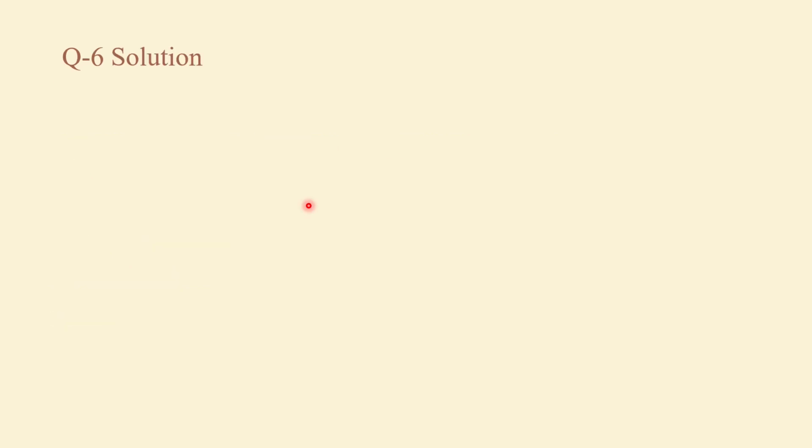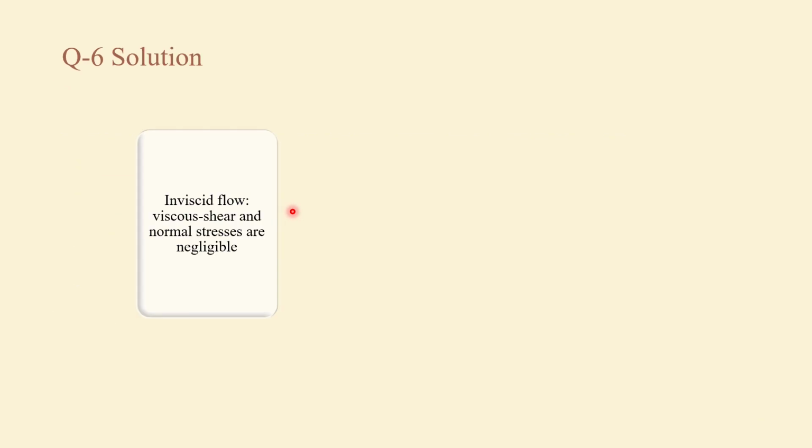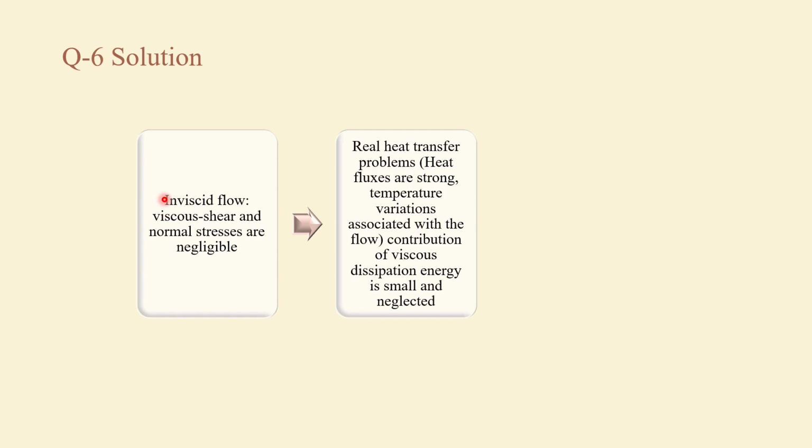So how if we look at it? What is inviscid flow? Inviscid flows are nothing but flows where viscous shear and normal stresses are negligible. So those systems we call inviscid flows. Like in real heat transfer problems, heat fluxes are strong and temperature variations would be associated with the flow. If we are considering inviscid flows, the contribution of viscous dissipation is small and it is therefore neglected in these systems.